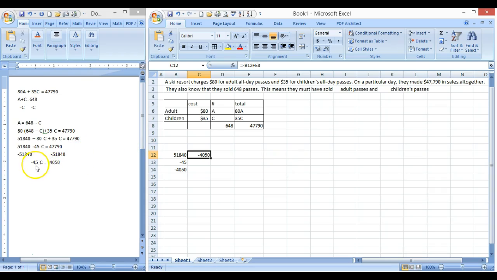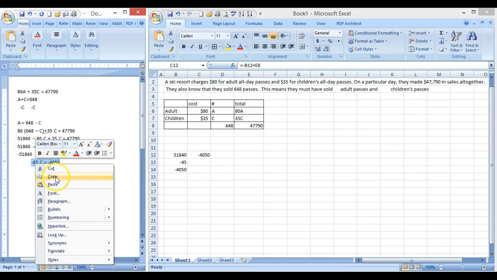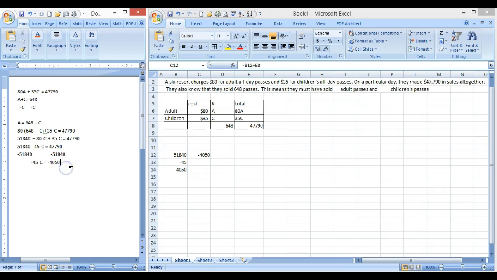Okay, so now I need to continue solving for C. To isolate the C here, I have negative 45 times C, so I need to do the opposite, which is then divide both sides by negative 45. So I'm going to copy and paste this down for my next step, so I'm not skipping anything for anyone.